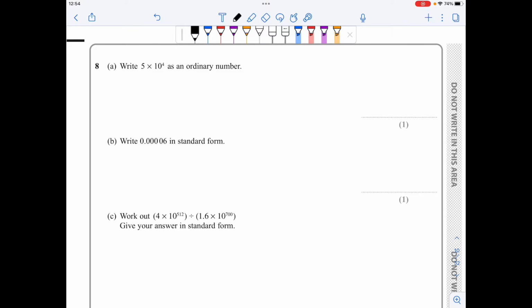For part A of question 8, that's 5 with 4 zeros. For part B, I have 6 times 10, and because I have 5 zeros, it's going to be to the minus 5.